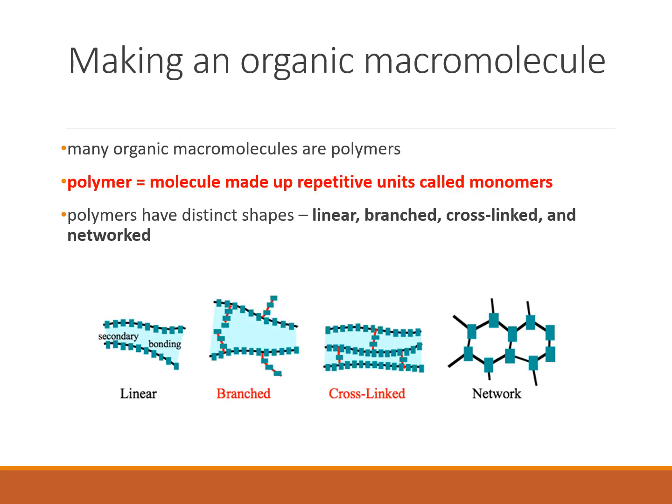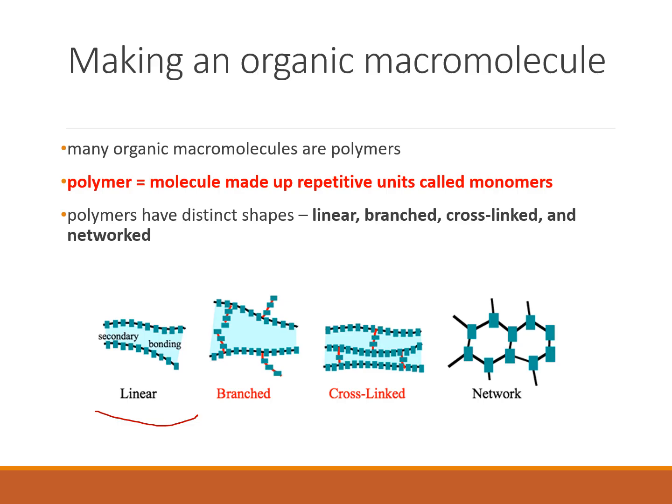A lot of the organic macromolecules that I just listed in the previous slide are polymers. So let's take a step back and define what a polymer is. A polymer is a molecule made up of repetitive units called monomers. And polymers have very distinct shapes. They could be long linear structures. You can see two linear polymers right here.